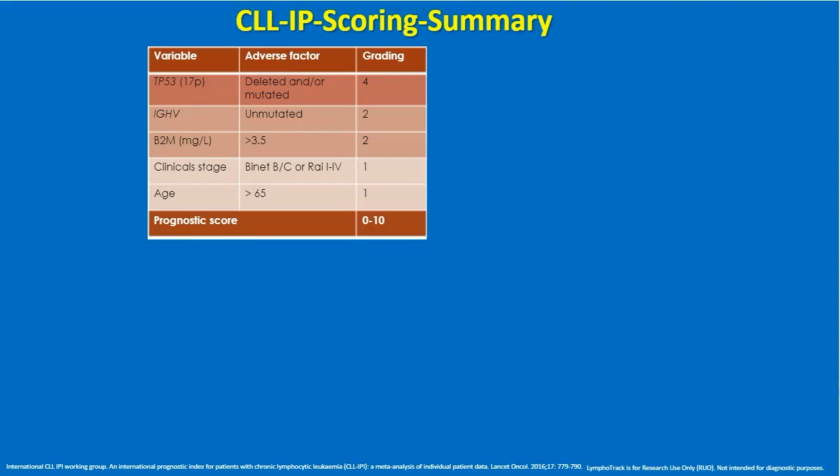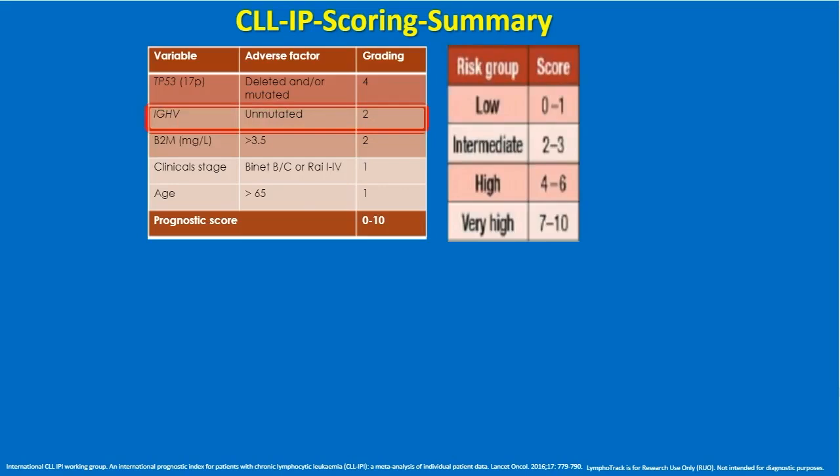You can see that TP53 status, deleted or mutated, gets a 4, and IGHV mutation status, if it is unmutated, is a 2, and the others have their own grading, including age. If a patient is more than 65, that gets 1 point. And then the risk groups are these 4 different risk groups, as I mentioned. A score up to 1 is low risk, 2 to 3 is intermediate, 4 to 6 is high, and very high risk is a patient with a score of 7 or more.